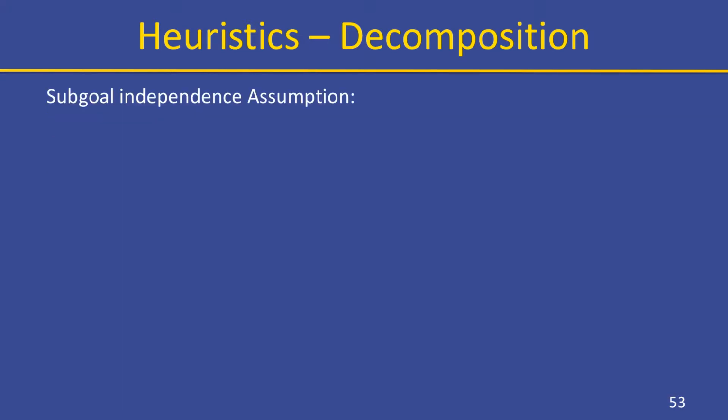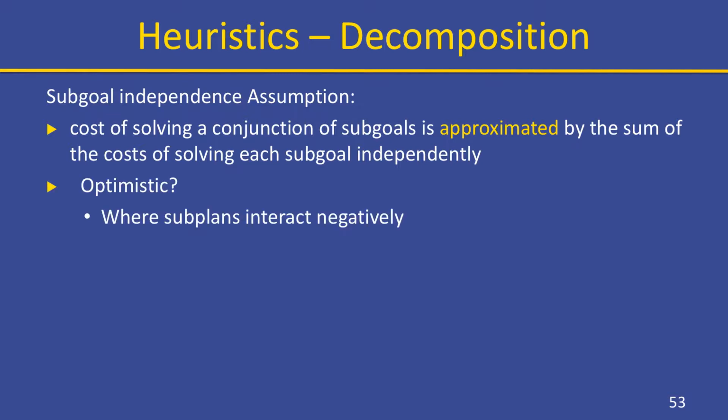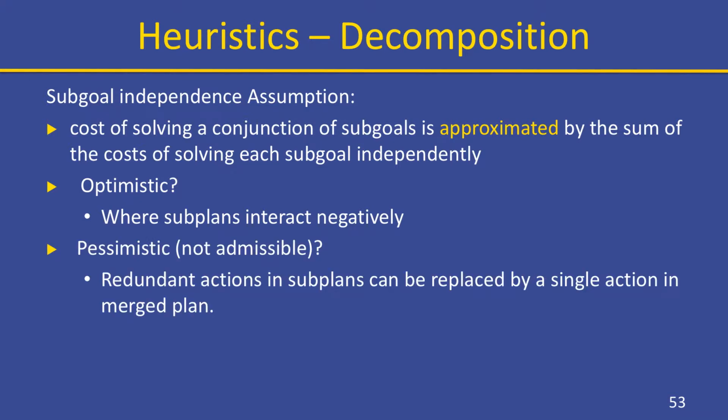Now, there is this assumption that we would be making, and that's that the cost of solving a conjunction of sub-goals is approximated by the sum of the costs of solving each sub-goal independently. That assumption is optimistic where subplans interact negatively, but it's pessimistic when we have redundant actions in subplans that can be replaced by a single action in the merged plan.